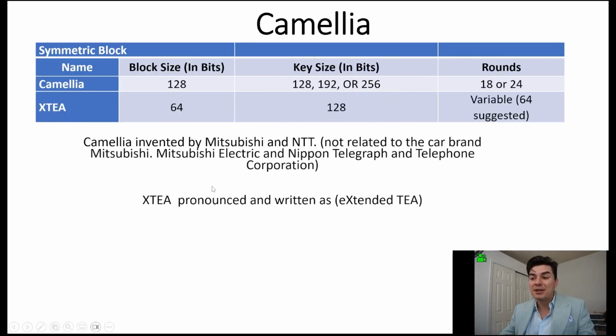Camellia was invented by Mitsubishi and NTT. I also want to point out that it's not Mitsubishi the car brand. It's Mitsubishi Electric and Nippon Telegraph and Telephone Corporation. XTEA, that's pronounced extended T-E-A. Here are the block sizes. XTEA has a 64-bit block size, a key size of 128, and a variable number of rounds, suggested 64 rounds. Camellia has a 128-bit block size, key sizes of 128, 192, 256, and 18 or 24 rounds.